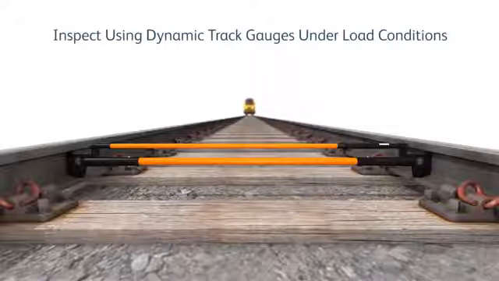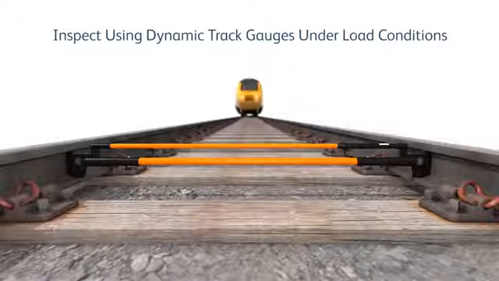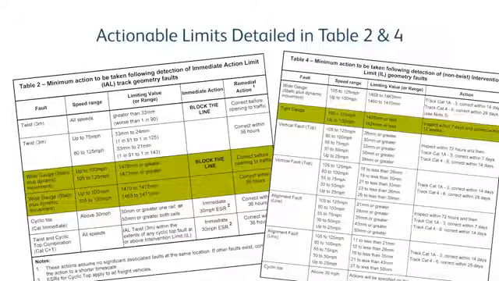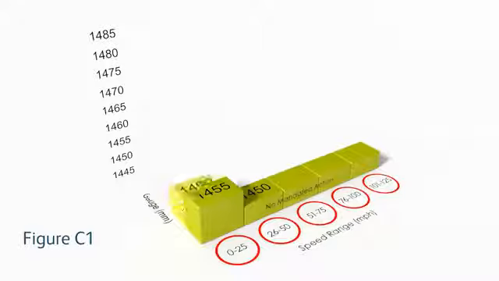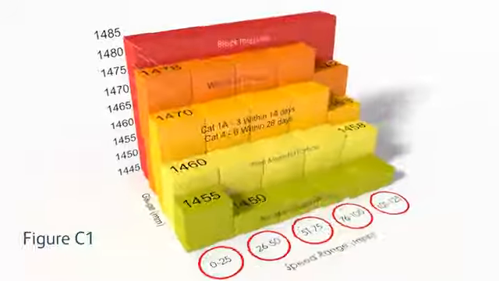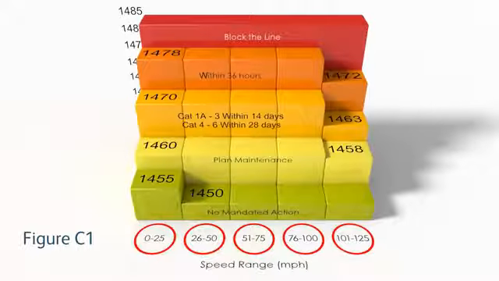Gauge faults must be inspected using dynamic track gauges under load conditions. Shuffle, rail rotation, wear patterns, and running bands should also be considered. The actionable limits for wide and tight gauge are speed related and are detailed in Tables 2 and 4 of TRK 001 Module 11. The repair timescales range from 28 days to an immediate block the line, depending on the size of the fault in conjunction with the line speed. They are illustrated in Figure C1.